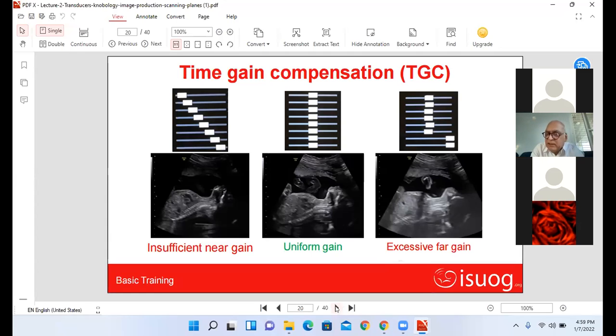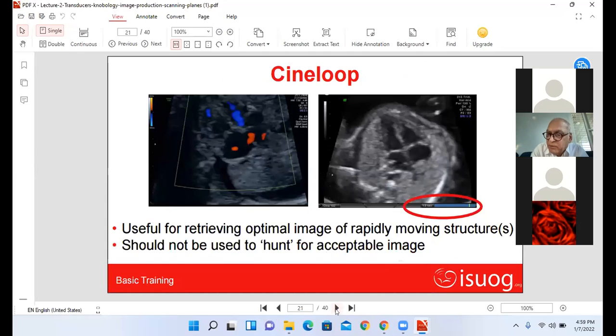Time gain compensation is needed because all the signals coming from a deeper structure are weaker. The far distant pulses, the dots, are not that bright; they are darker. So to make a uniform image, we use time gain compensation.